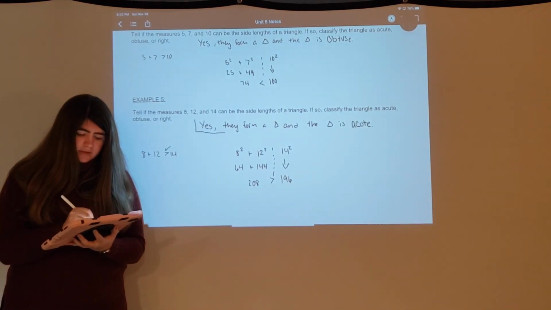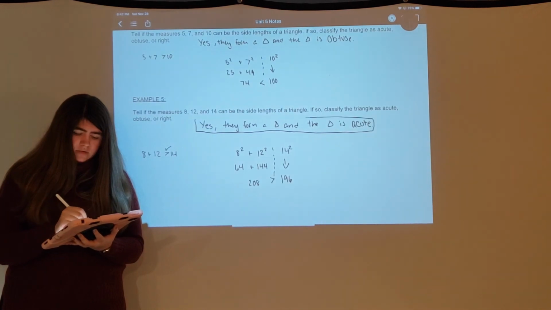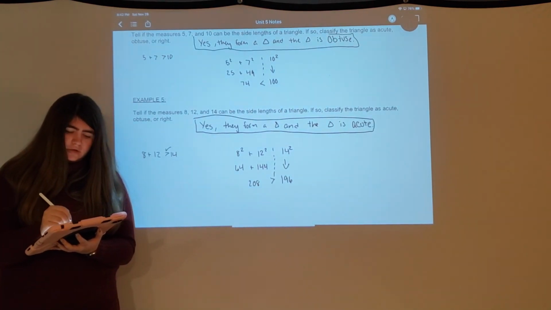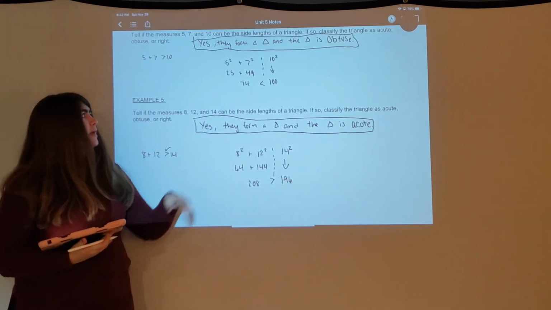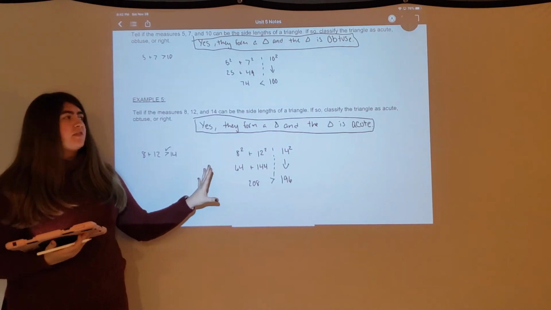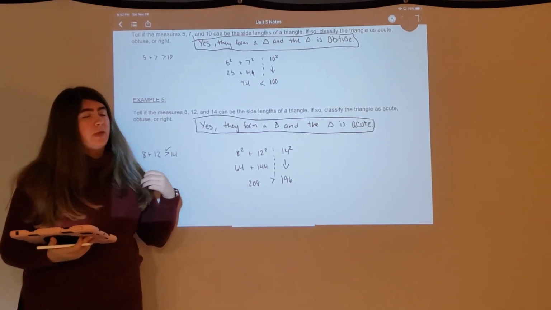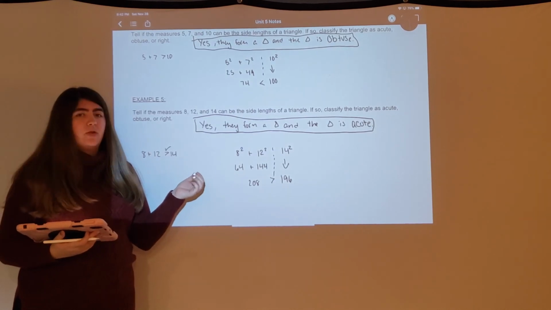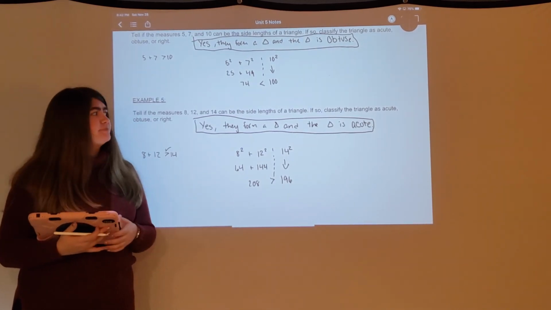And this is your answer. And same thing up here, that sentence was your answer to the question. And this amount of work and this amount of work is the minimum that you should be showing me when you're trying to show if a triangle can be formed and what kind of triangle it is.